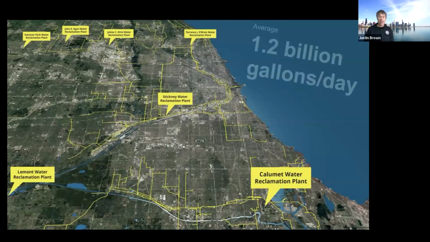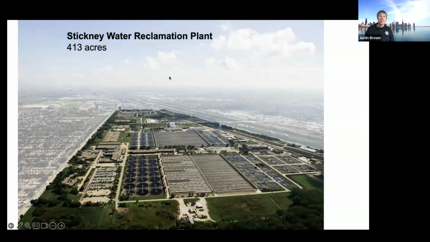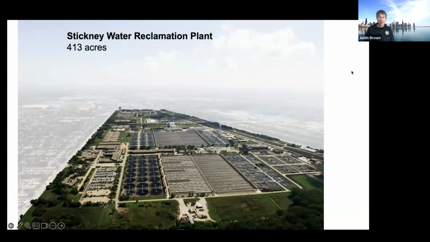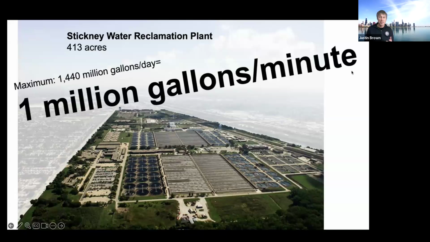Today, we have hundreds of miles of these intercepting sewers that carry sewage to our 7 wastewater treatment plants, where we clean 1.2 billion gallons a day. Our Stickney plant is our largest plant, and it's actually one of the largest sewage treatment plants in the world. This plant has the capacity to clean 1 million gallons a minute. I took this picture from about 2,000 feet up in a helicopter, and you can see those little specks in the lower left are cars in the parking lot.